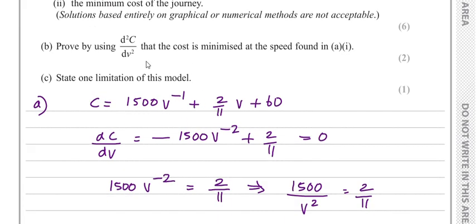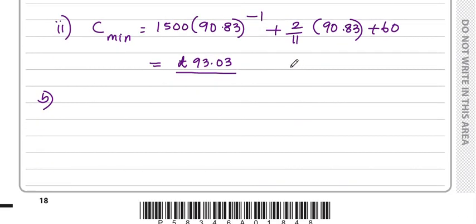Prove by using d square C by dv square that the cost is minimized at the speed found in part A. So what it means is we found the cost, but what is the guarantee that it is minimum? It could be maximum, because dC by dv is equal to 0 at both maximum as well as minimum. So using d square C by dv square, we can prove that it is minimum. We need to take the dC by dv and differentiate it again.